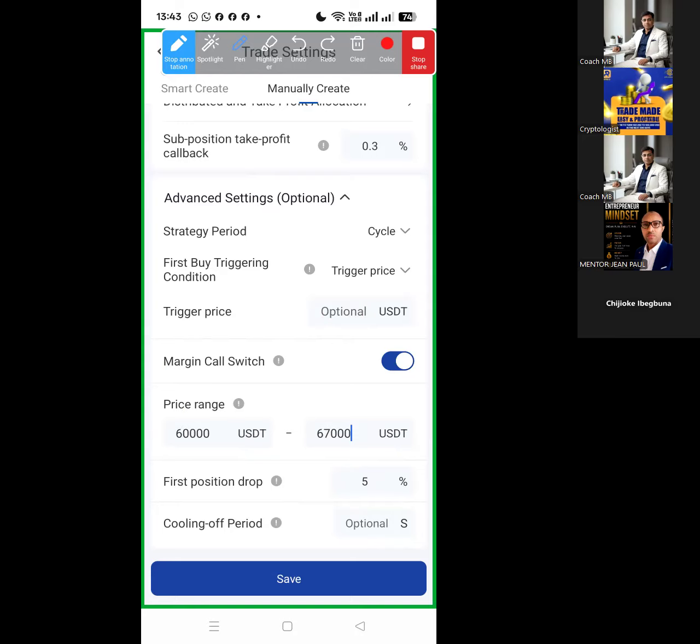All these settings are only applicable to the first buy triggering condition. Don't confuse it and think it will be applied to the margin calls also. It will not be applied to margin calls. It will use this setting only when you are starting a new cycle to make the first buy purchase, right?